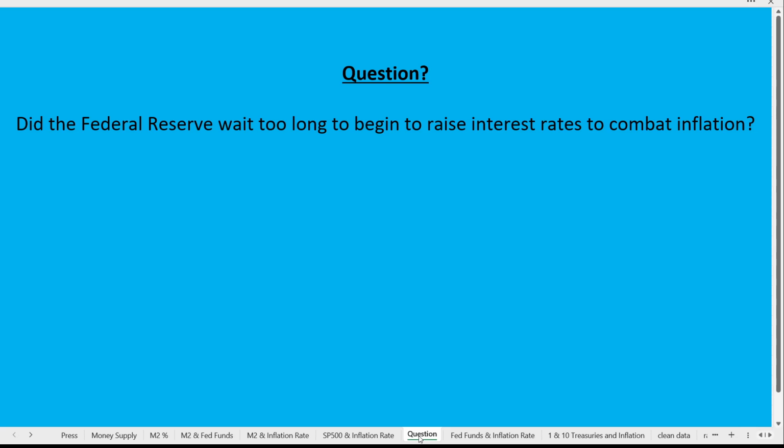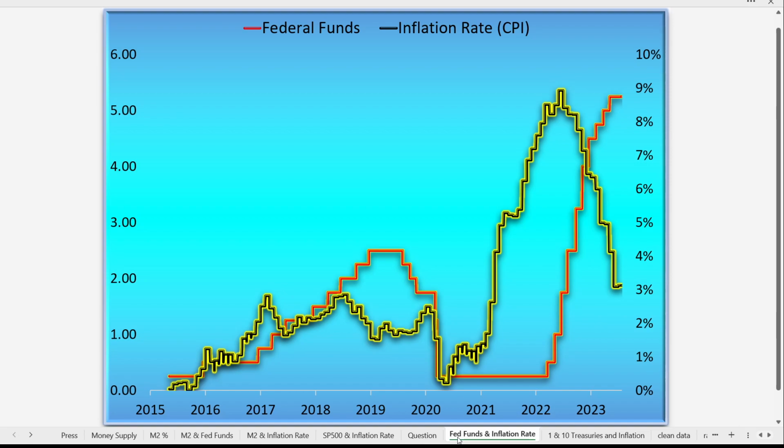Here's the question: did the Federal Reserve wait too long to begin to raise interest rates to combat the inflation? The Federal Reserve lowered interest rates, increased M2, increased the money supply. That led to inflation. How does the Federal Reserve taper inflation? They raise interest rates. Well, to help answer that question, take a look at the red line. That's the Federal Reserve interest rates. The yellow line is the CPI inflation rate. Now, notice what happened and keep this in mind.